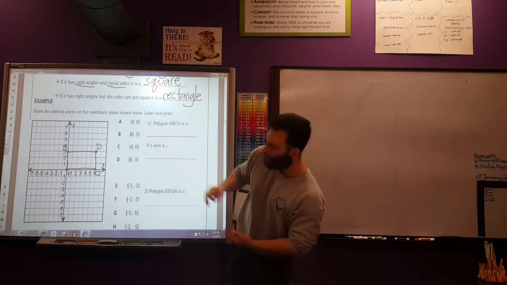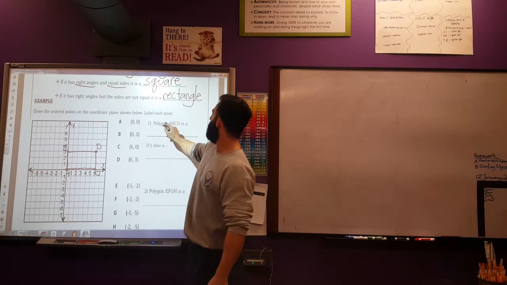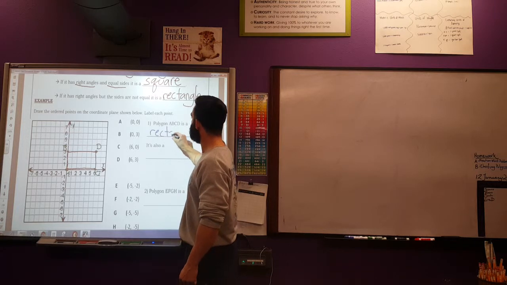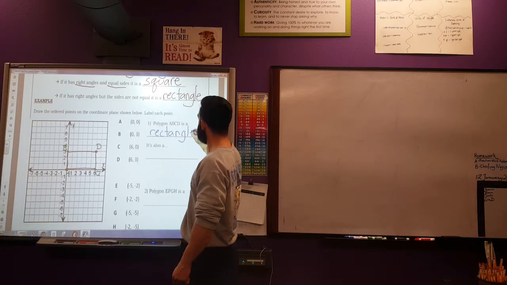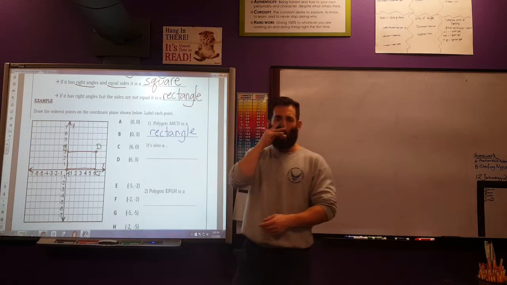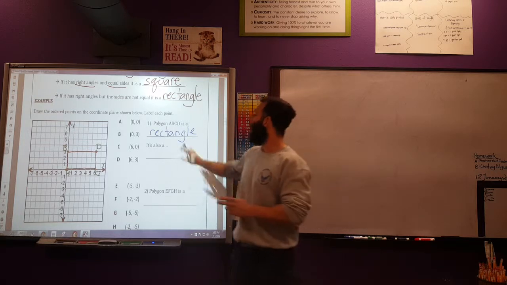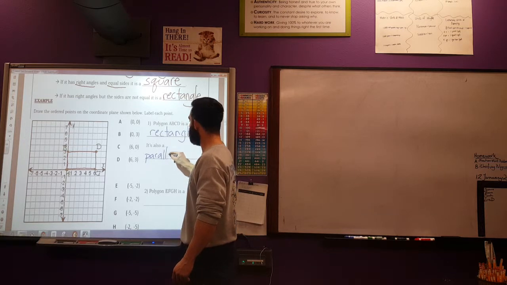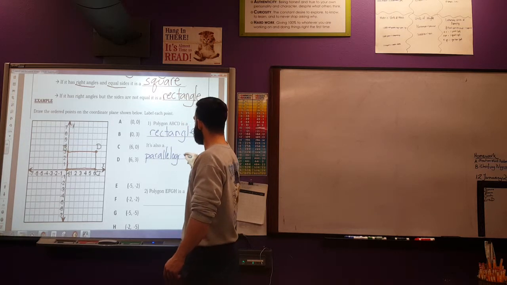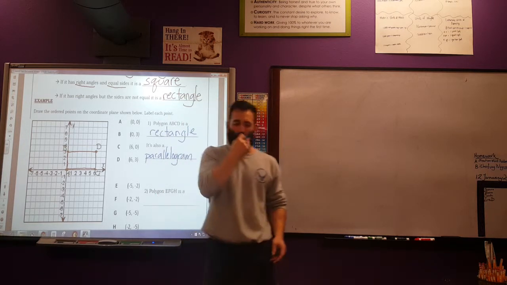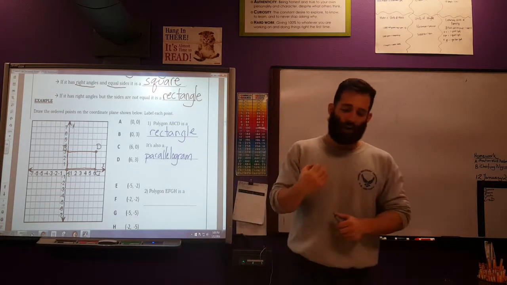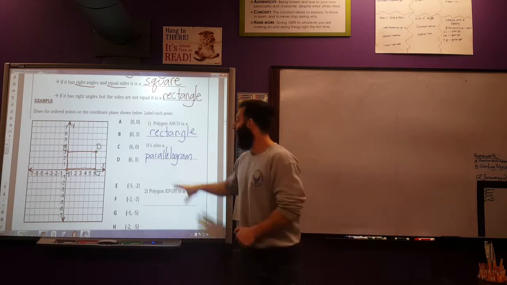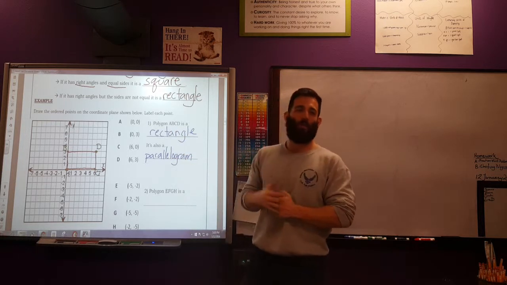I can see that polygon ABCD is a rectangle. But I also know, thinking all the way back to the do now, I also know that this is a parallelogram. Now, if I wasn't sure what that was, I could very easily take out my yellow sheet that we filled in yesterday and look for the definitions of these quadrilaterals.